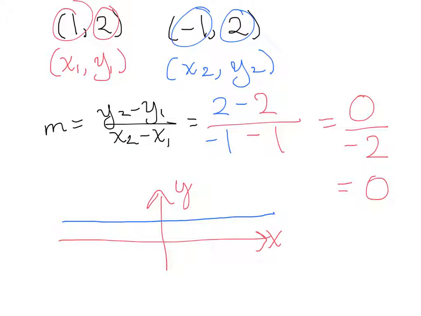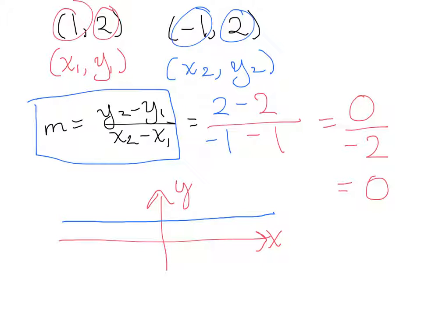So anyway, you get the idea here. We're going to continue to use the same equation, m is equal to y2 minus y1 over x2 minus x1, to determine the slope of lines. And the slopes, what you get for your answer means something. If it's 0, it will be a horizontal line. If it's a positive number, it will slope upward. If it's a negative number, it will slope downward.